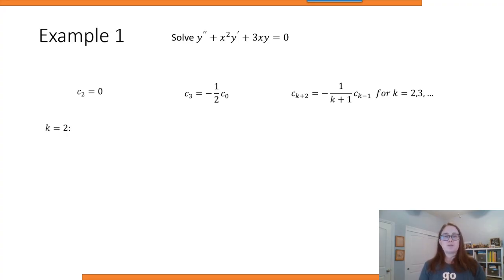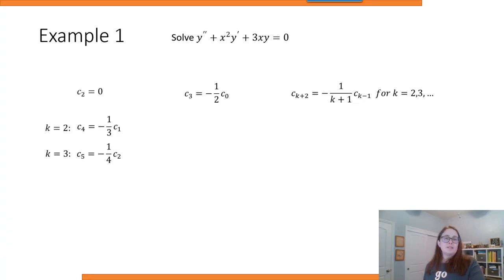Okay, so let's start with the first value of k that we can plug into that last piece. So k equals 2 means that c4 is going to equal negative 1/3 c1. And all I did was plug in 2 for k everywhere in that formula. Okay, and c1, again, that's one of our arbitrary constants, so we can't simplify that any further.